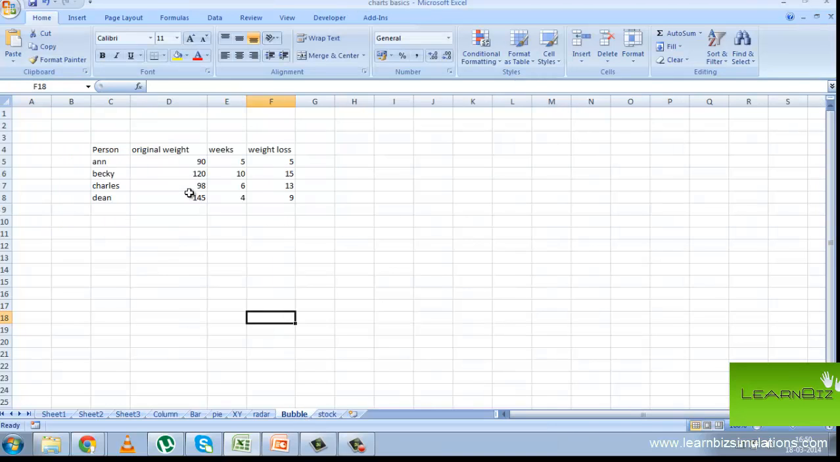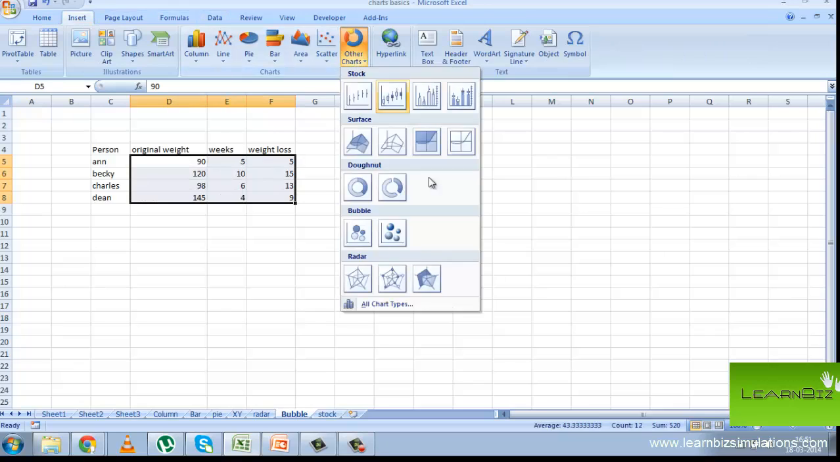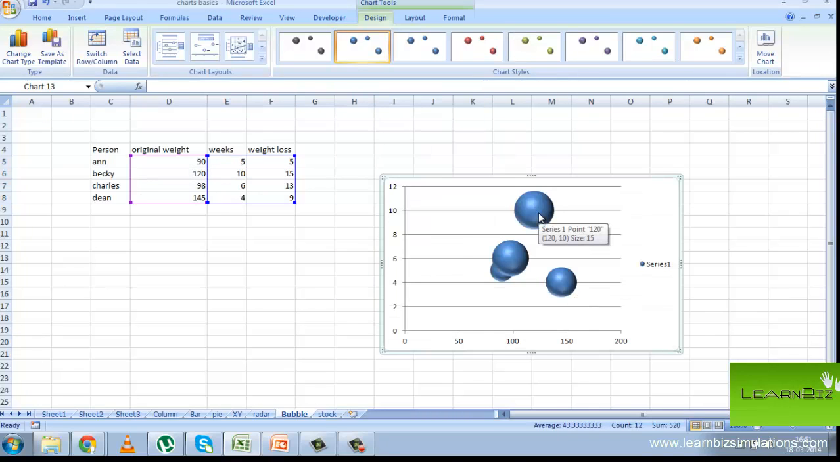Then we look at something known as the bubble chart. Think of a bubble chart as an XY chart that can display an additional data series which is represented by the size of the bubbles. As with an XY chart, both axes are value axes. In this chart, you can see that the coordinates are 120, 10. That is, the initial weight is 120 and number of weeks is 10 and the size is 15, which represents the weight loss.